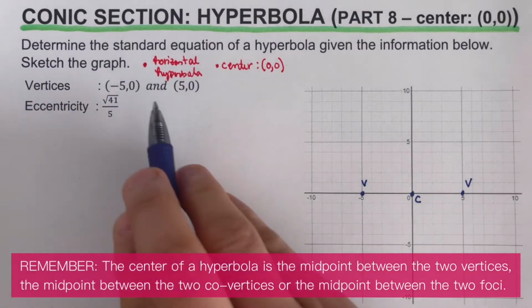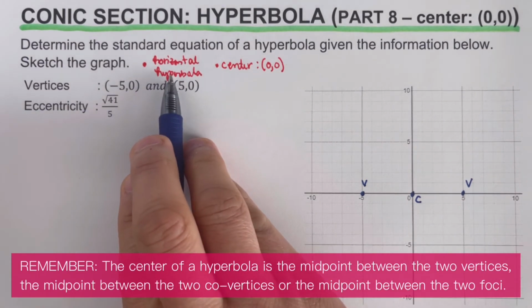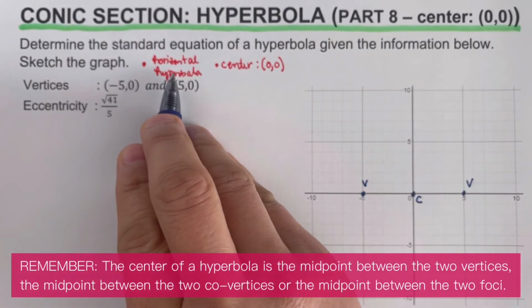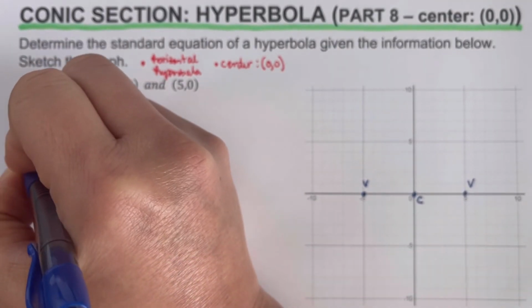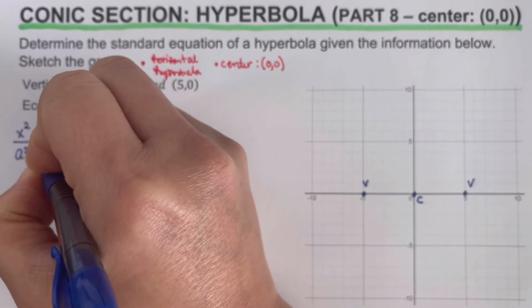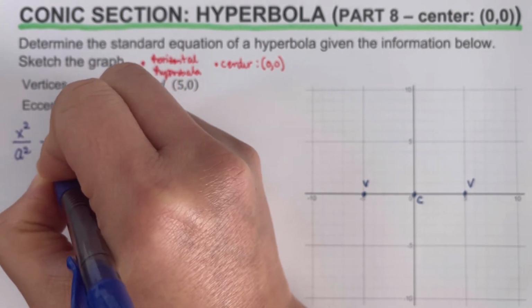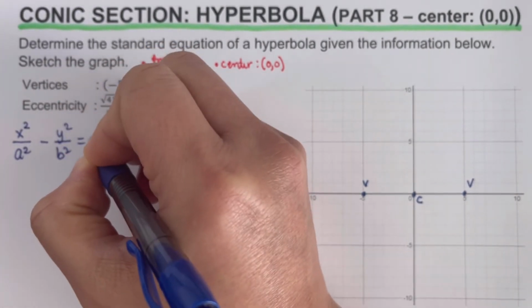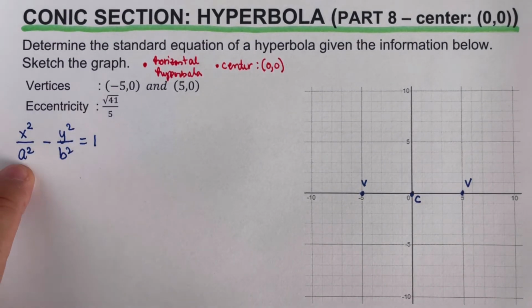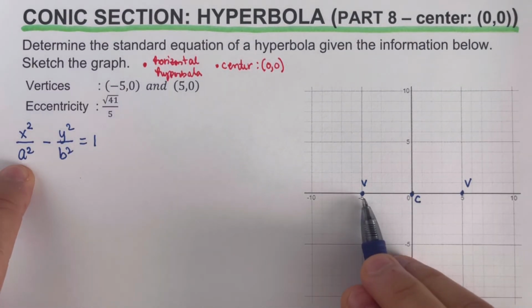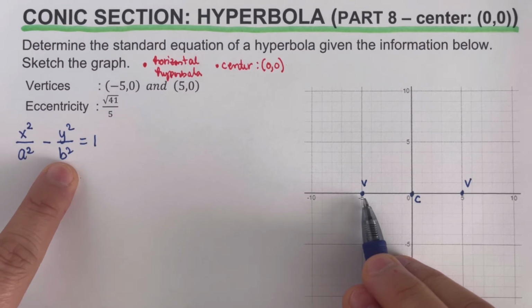Since this is an example of a horizontal hyperbola, we remember that the general formula for every horizontal hyperbola is x squared over a squared minus y squared over b squared equals 1. Now, we remember that A is the distance from the center to the vertex, while B is the distance from the center to the co-vertex.